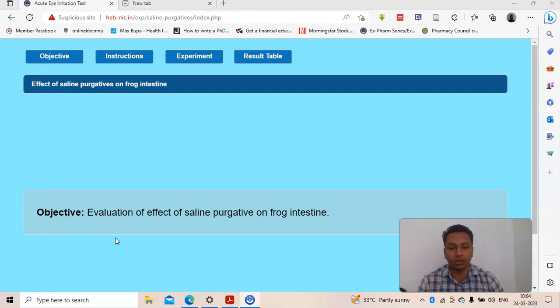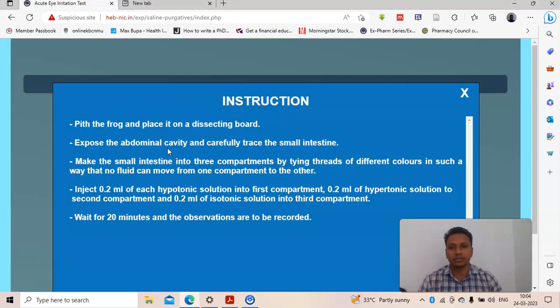So what is today's objective? The evaluation of effect of saline purgatives on frog intestine. So let us see the instructions given here. We have to take the frog and place it on the dissection board, expose the abdominal cavity and carefully place the small intestine. We have to make the small intestine into 3 compartments by tying threads of different colors in such a way that no fluid can come from one compartment to another compartment.